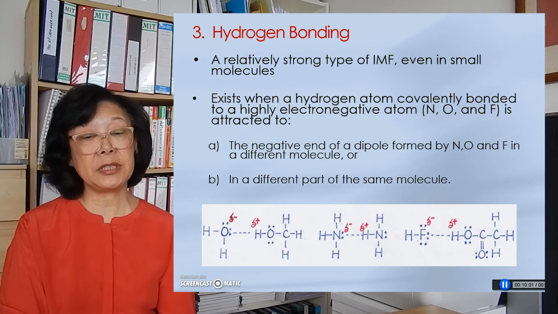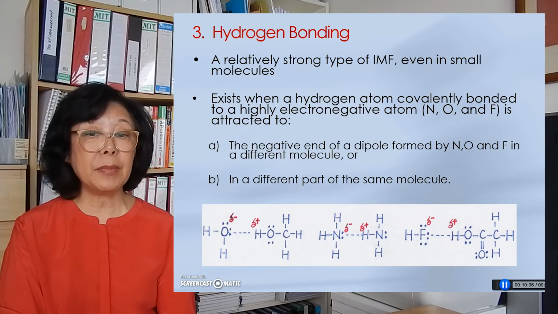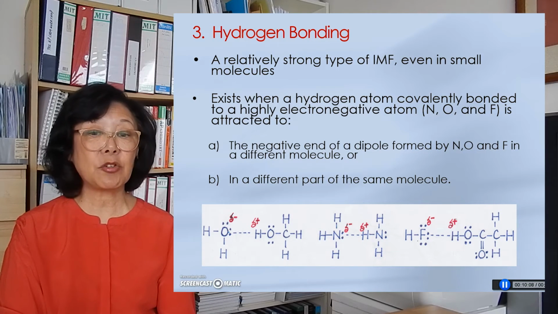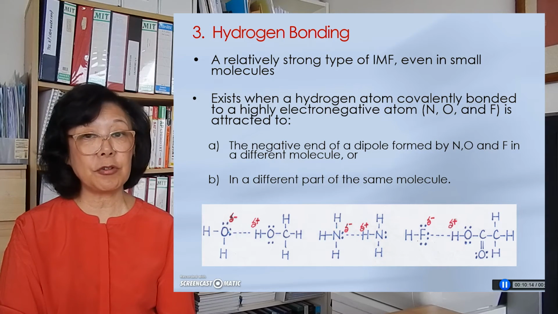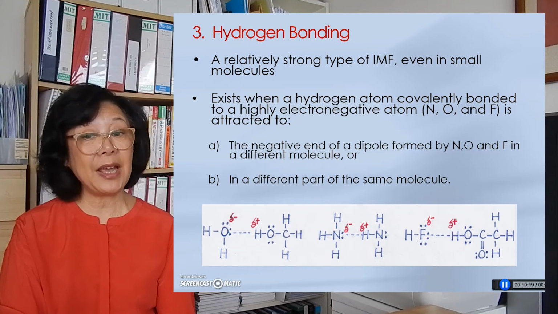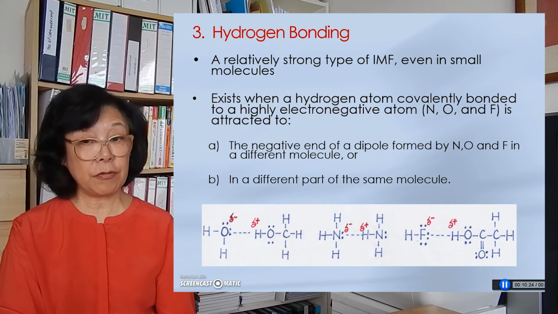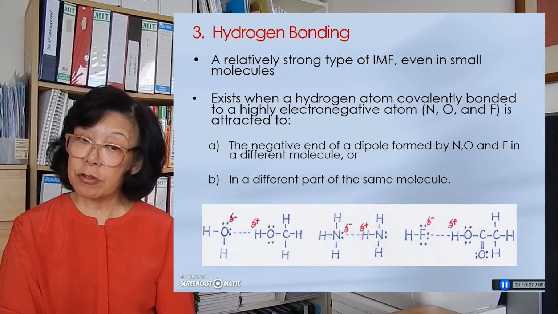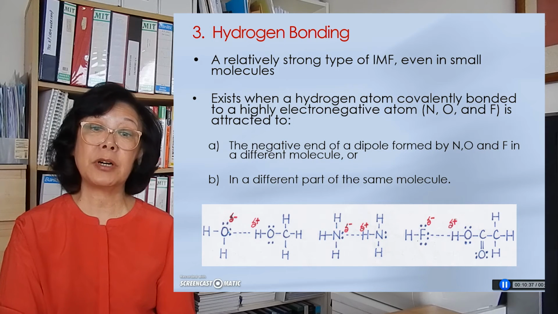Here's a diagram. As you see, to the far left-hand side, we have water forming hydrogen bonding with methanol, and the O atom is attracted to the H atom. In the middle diagram, we have ammonia forming hydrogen bonding with another ammonia molecule, and the hydrogen bond is formed between N and the H atoms. And in the last one on the right-hand side, we have hydrogen fluoride forming hydrogen bonding with ethanoic acid. The F atom is weakly attracted to the H atom in the ethanoic acid, and these are hydrogen bonds.